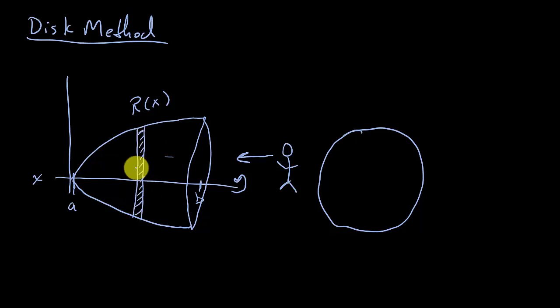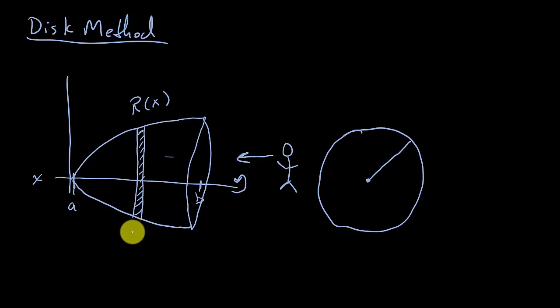So let's think about it. We want the volume of this thing. How do you find the volume? Remember, it's the area of the circle, pi times the radius squared, times the thickness. That's the volume. This is basically a cylinder. It's just not a very tall cylinder.